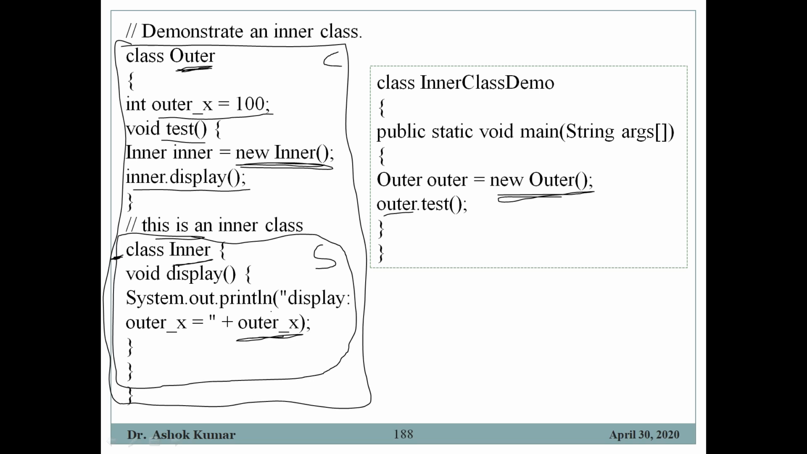So I repeat the rules. From the inner class, you can access the members of the outer class directly. So we are accessing outer x directly over here without creating the object of the outer class. But the outer class cannot access the inner class directly. For that, you have to create an object of the inner class, which we are doing over here.